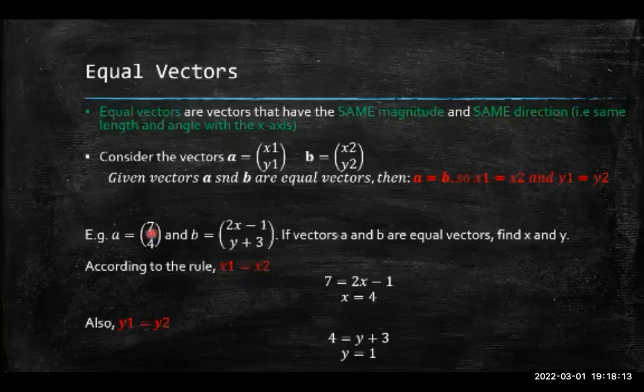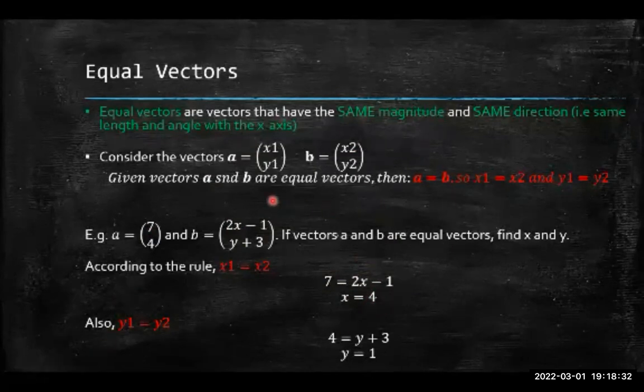Therefore, 7, which will act as my x1, is equal to 2x minus 1, which would be x2. And from there, I could solve for x. Add 1 on both sides, so this will become 2x is equal to 8. Divide both sides by 2, x is equal to 4.